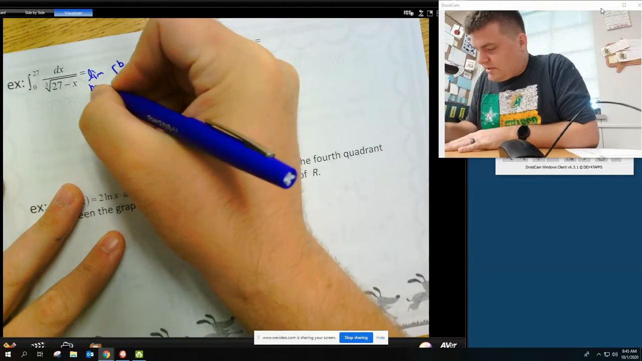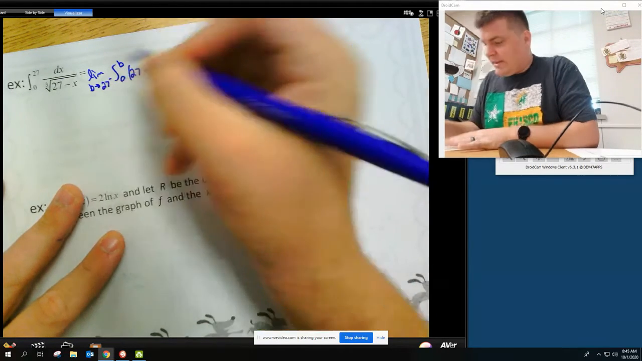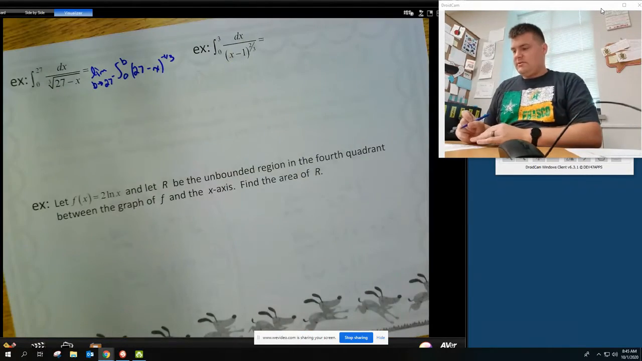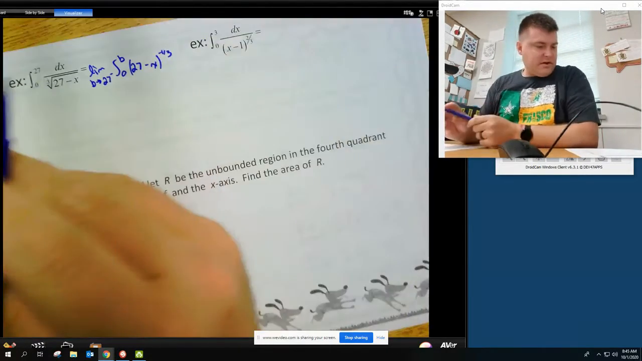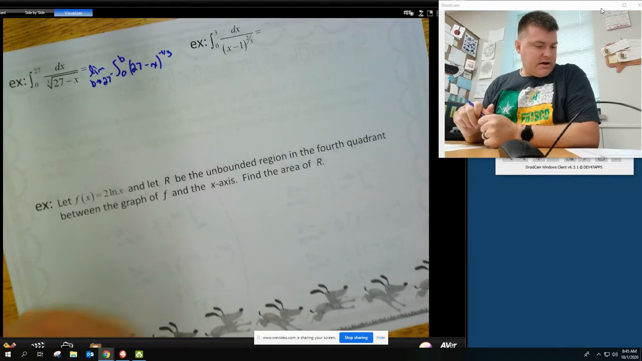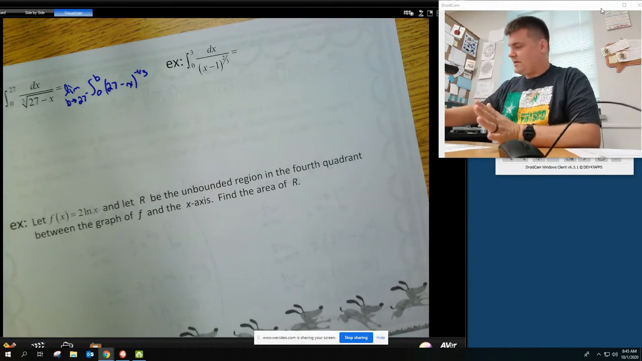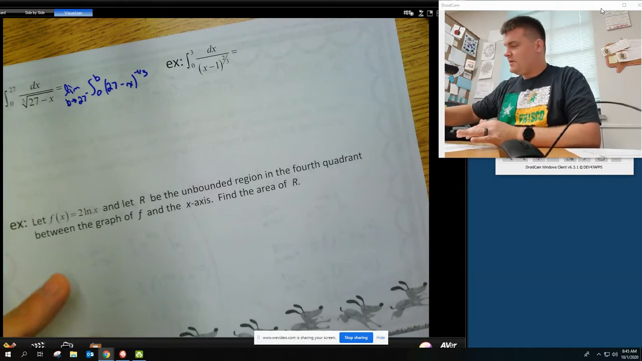Limit as b approaches 27 from the left, because I want to go on the left side. If it's a top bound, it's left. Okay? So now I'm going to go through this. This one will require a u sub. You could just do it with a baby u sub if you wanted to, but I'll just stick with the u sub here.